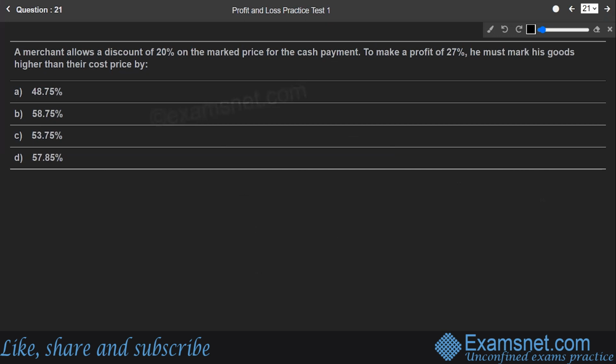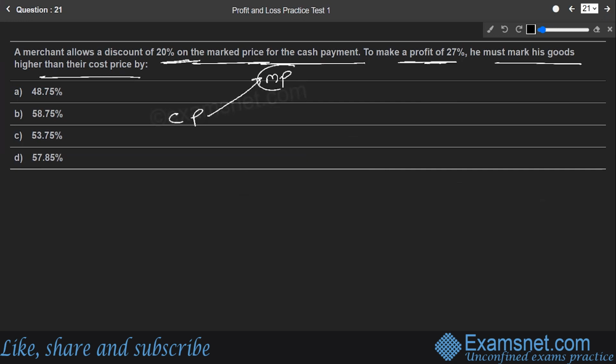Now, they say a merchant allows a discount of 20% on the mark price for the cash payment. To make a profit of 27%, he must mark his goods higher than the cost price by how much percent? Okay, so obviously there's a cost price, and the merchant should mark it at a price, let's say, mark price. This mark price is available for the customer. They can only see the mark price, they cannot see the cost price. So they believe that this is the right price of the article, the mark price.